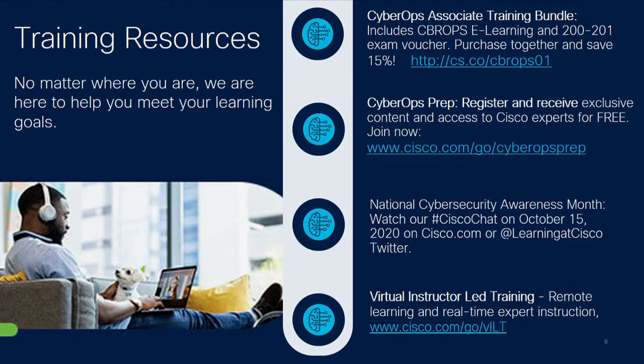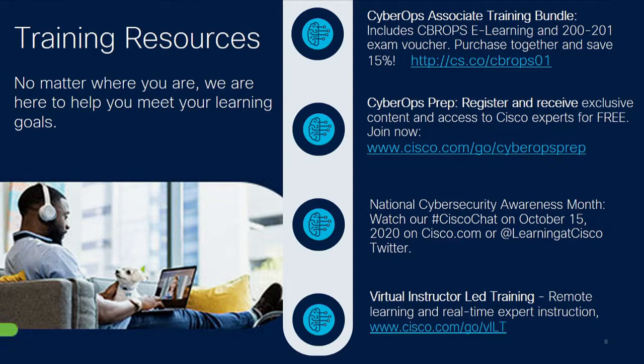Now, in addition to the CyberOps Prep program, we have several other ways that you can prepare for your CyberOps cert, as well as stay informed about all things cybersecurity. First up is the CyberOps Associate Training Bundle. It includes the CBROPS course that I mentioned earlier in an e-learning format and the 200-201 exam voucher. So basically, you have everything you need right here to prepare to take the exam. You can purchase those together on the Cisco Learning Network store, and you get 15% off. So this is really a great way to prepare for your exam and save at the same time.